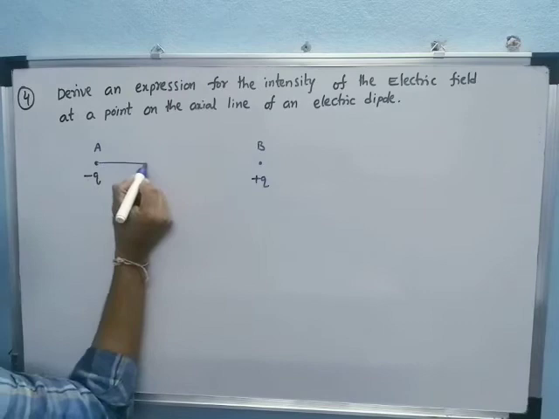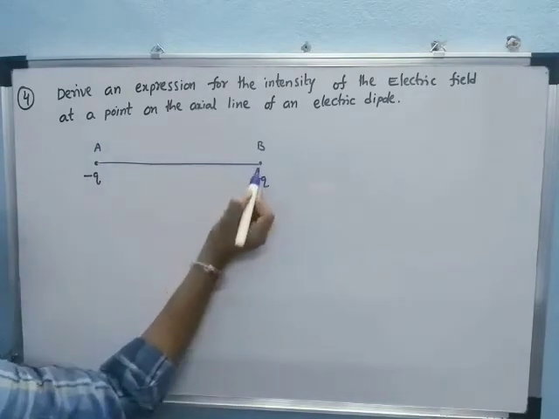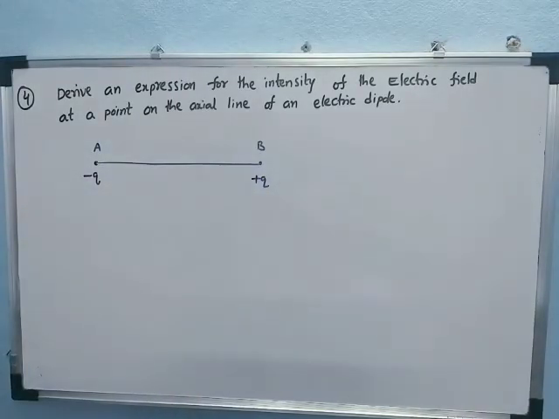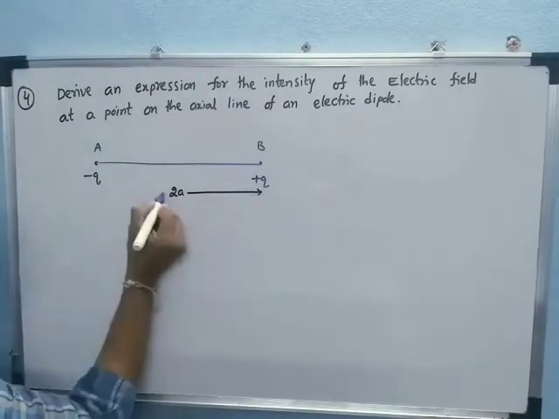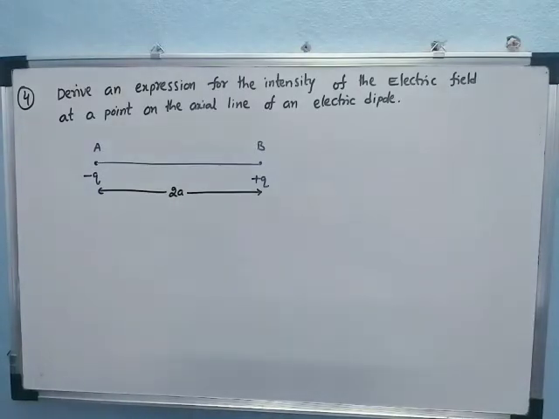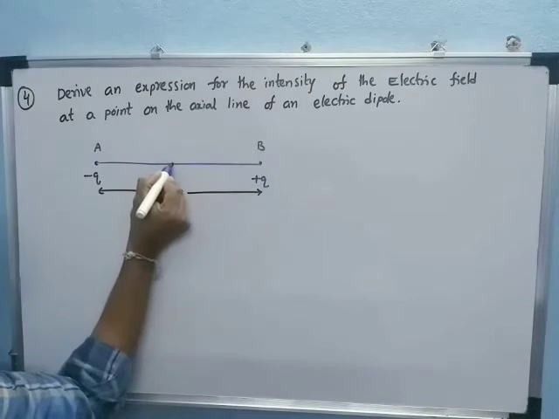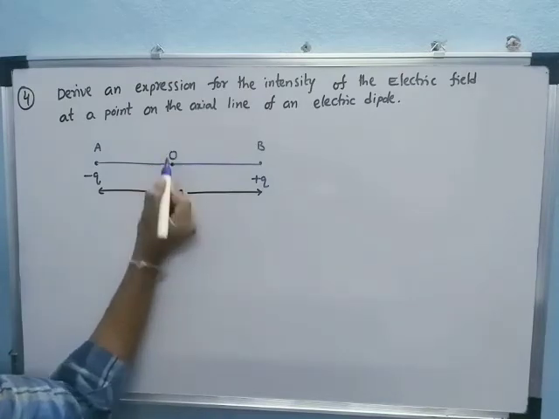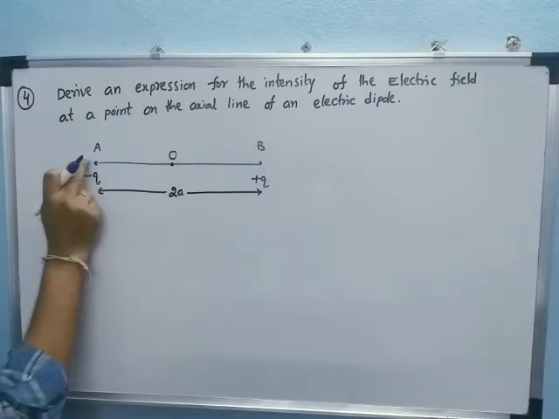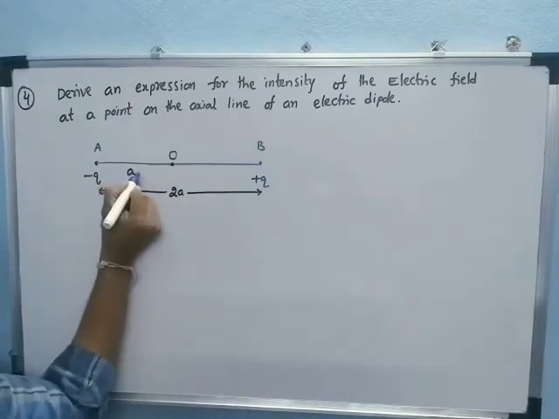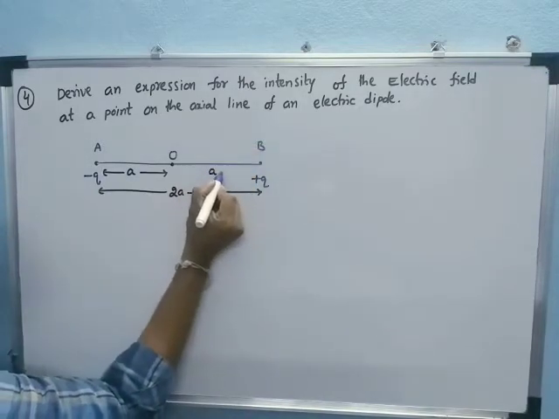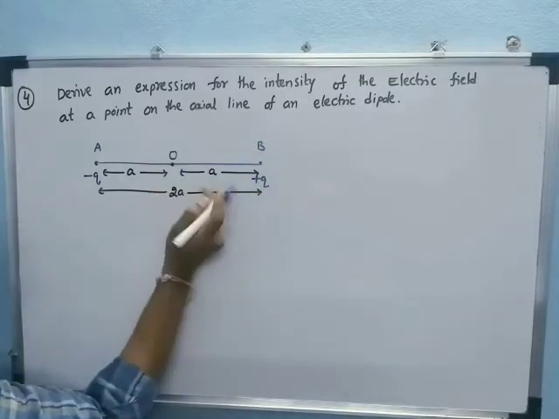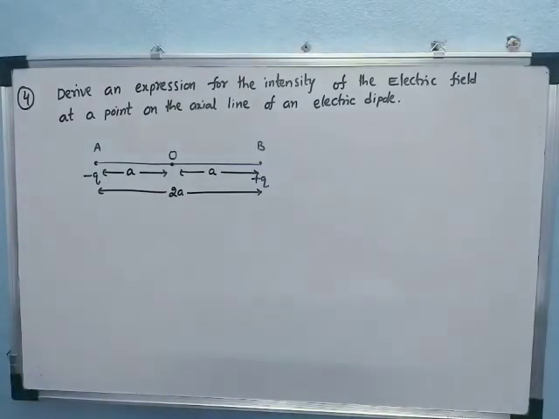And these two charges are separated by the distance 2a. There is a small distance separated by, how much is there? The distance is 2a. And its center point is considered as O. Now this A to O, how much is the distance? Small a. And O to B also the same distance, small a. Because a plus a is equal to 2a.